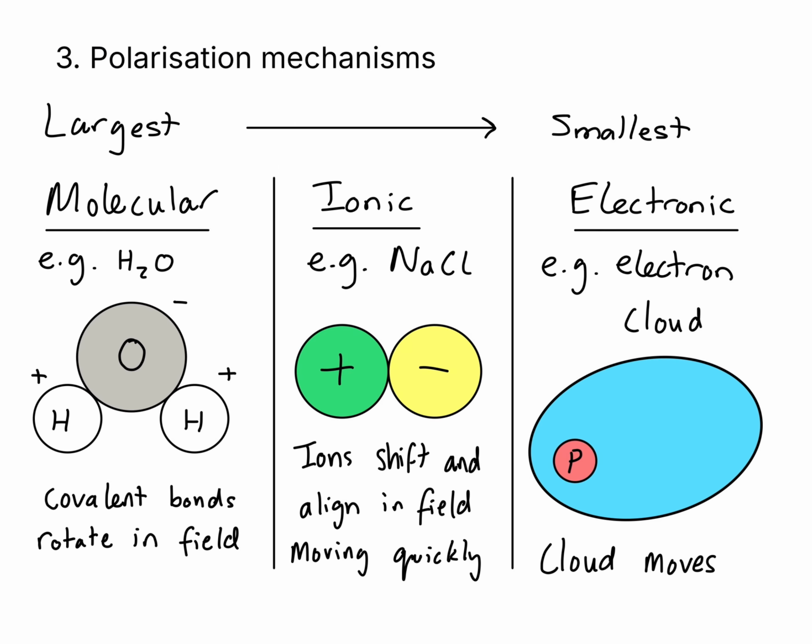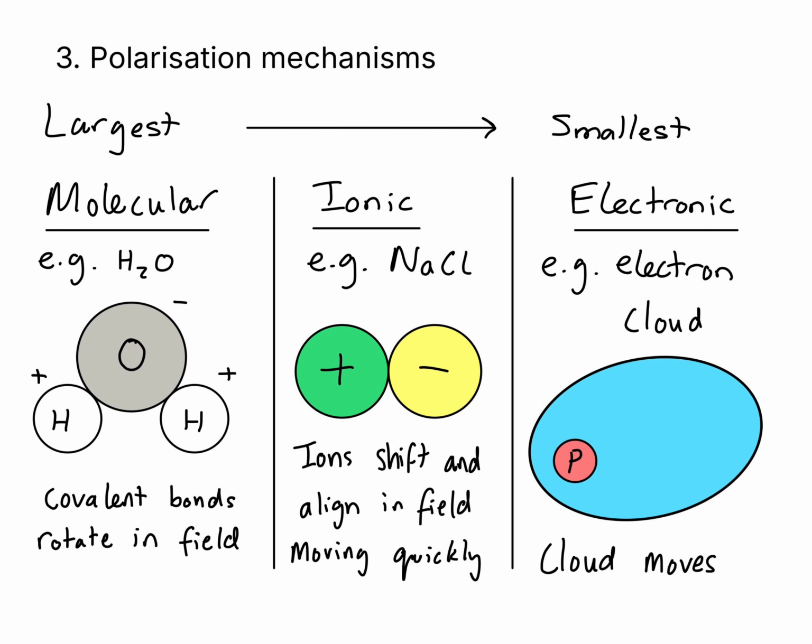There are three ways a material can polarize, and it's cleanest to think of them by size, from largest to smallest. Molecular polarization is the largest scale. Water is a great example. It's a polar molecule, with a slightly negative oxygen end and a slightly positive hydrogen end, thanks to its covalent bonds. Put it in a field and the whole molecule physically rotates to line up. That's why water has such a huge relative permittivity.